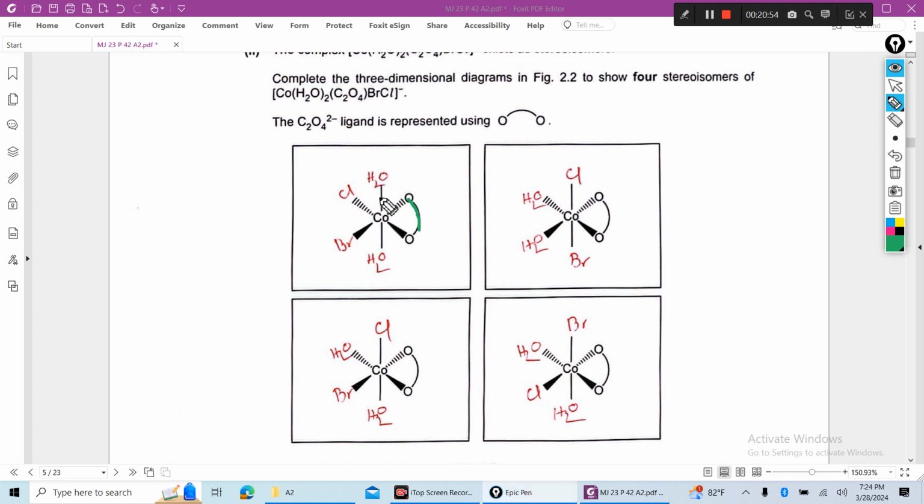Here is given already. So two water ligands opposite, one chlorine, one bromine, and now two water on the same side, cis, this trans, one chlorine, one bromine. Then you can draw one water here, another water here, chlorine in this isomer, and here also one water in this place, another water, chlorine here, this chlorine here, bromine goes there. So by arranging different ligands you can show these four diagrams.